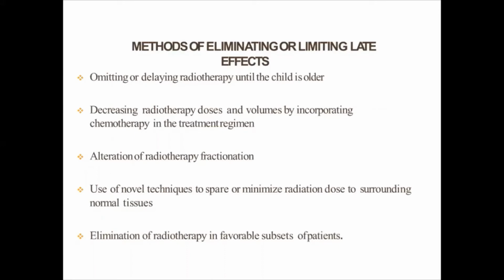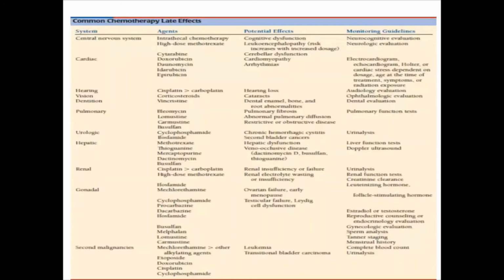So what are the methods of eliminating or limiting these late effects? By omitting or delaying radiotherapy until the child is older, by decreasing the radiotherapy doses and volumes, by incorporating chemotherapy in the treatment regimen, alteration of radiotherapy fractionation, using novel techniques to spare or minimize radiation dose to the surrounding normal tissues, and elimination of radiotherapy in favorable subsets of patients.